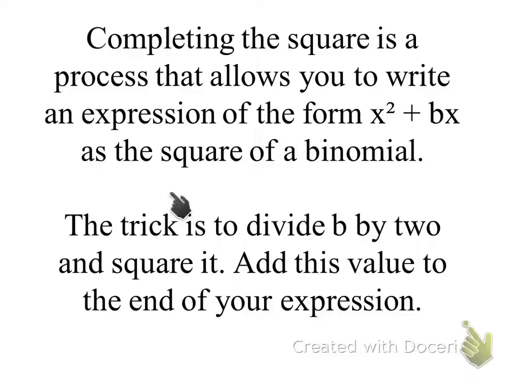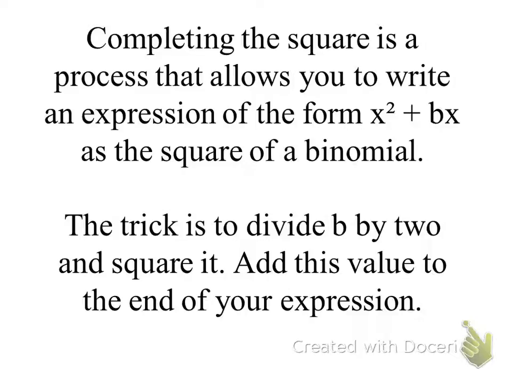Completing the square is a process that allows you to write something that's in this form as a perfect binomial squared. The trick is to divide b by 2, because from that video, you physically take those x's and you divide them into 2. Some of them went by the x, some of them went below that x squared. So we divide it into 2, and then we have to figure out how many units go into that little perfect square down at the bottom.